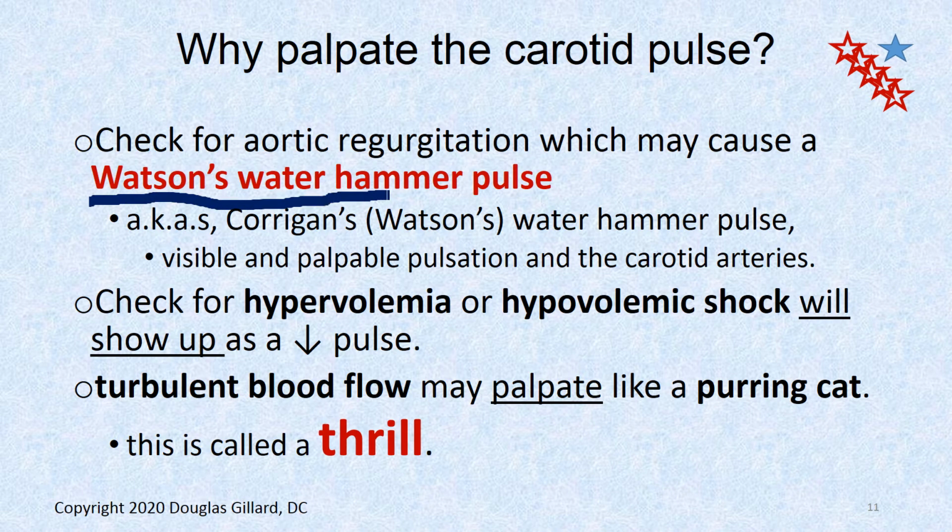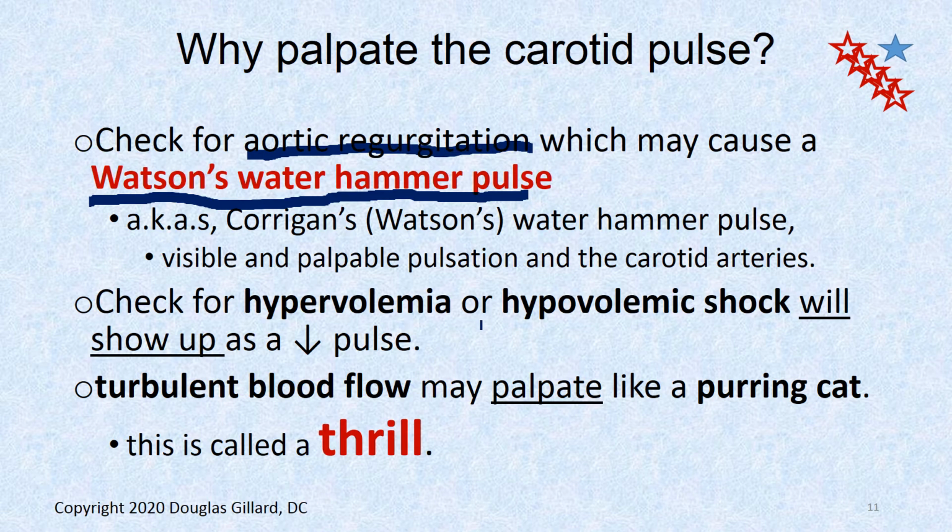Or also known as Corrigan's pulse or the Corrigan's water hammer pulse. I will, if I haven't, but it's a crazy, exaggerated carotid artery pulse. You don't have to feel it. You can see it with your own eyes. It bugs out so far, and it's not a good thing. It's caused by severe aortic regurgitation. And we'll get to that if I haven't talked about that in class.